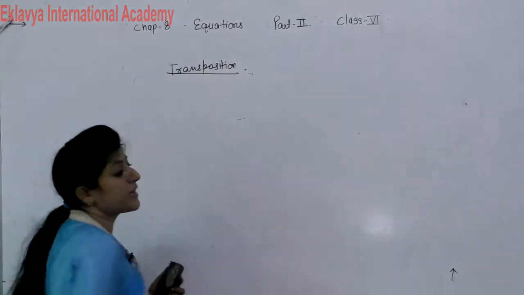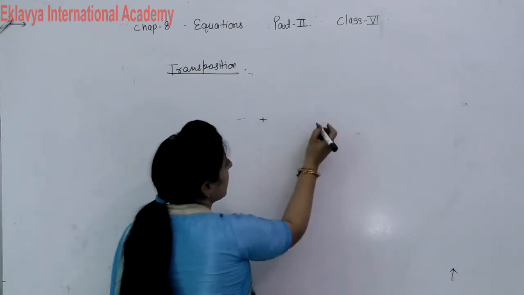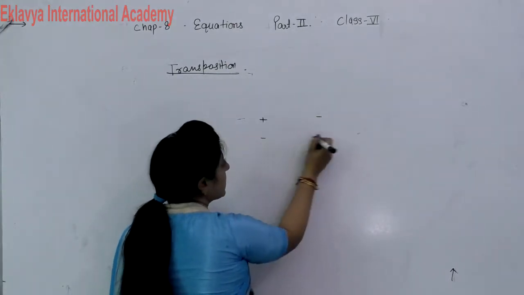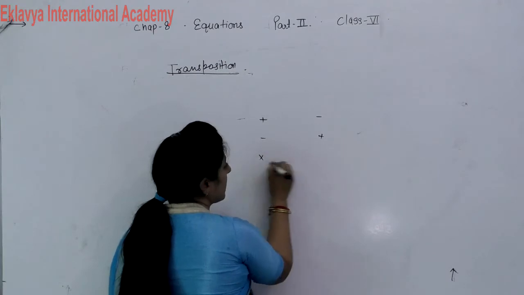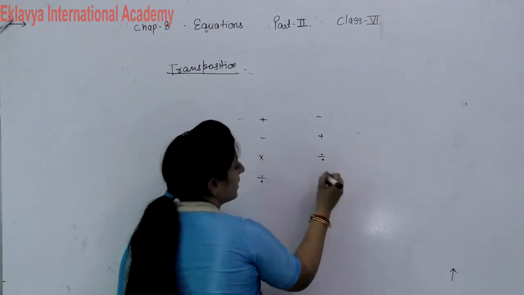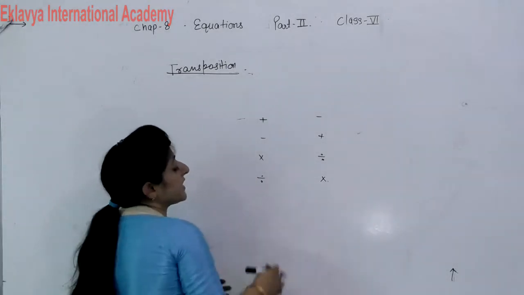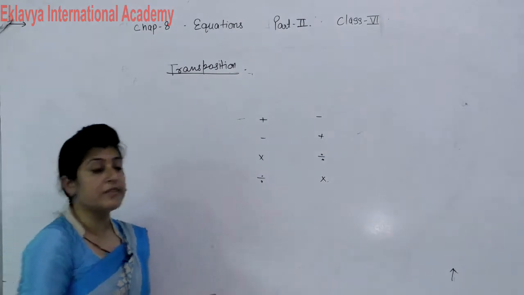Transposition method. In this method, as I already told you, whenever you change the side, plus changes into minus, minus changes into plus, multiply changes into division, and division changes into multiply. How to perform these things in a question? Now today we will discuss.